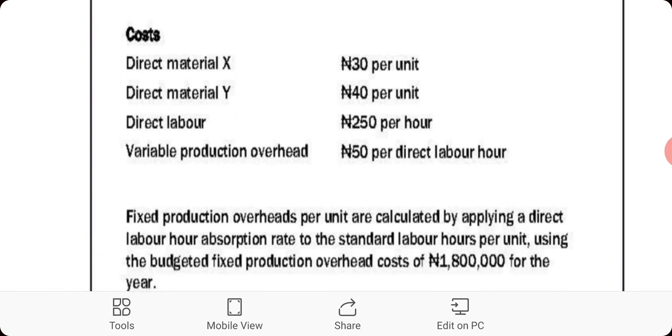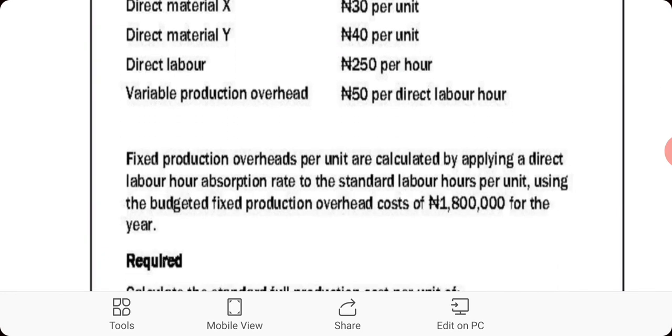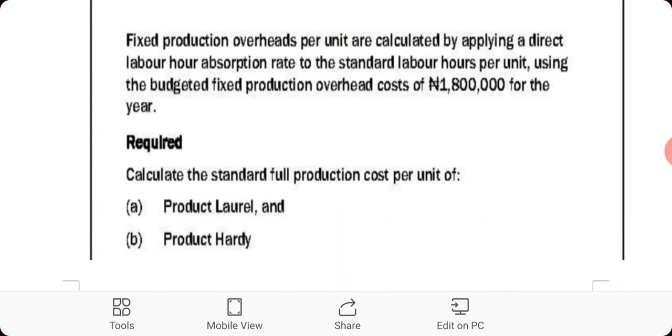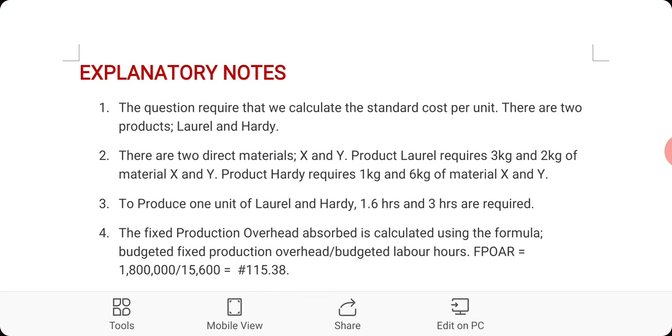The variable production overhead is absorbed at 15 naira per direct labor hour. Fixed production overhead per unit is calculated by applying the direct labor hour absorption rate to standard labor hours per unit. Using the budgeted fixed production overhead cost of 1,800,000 for the year, we are required to determine the standard cost. So we must derive the standard cost per unit for Laura and Hardy. It requires that we calculate the standard cost per unit. There are two products, Laura and Hardy.